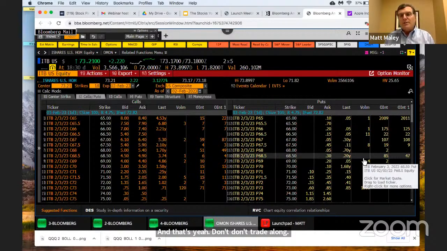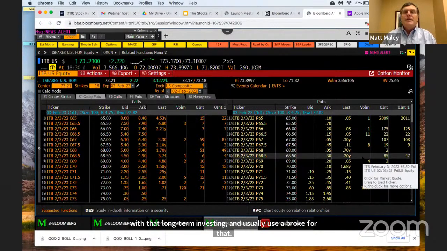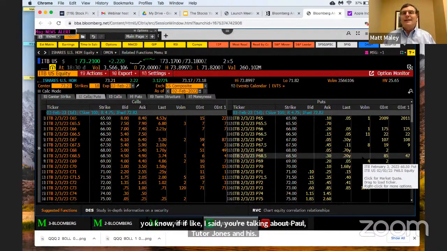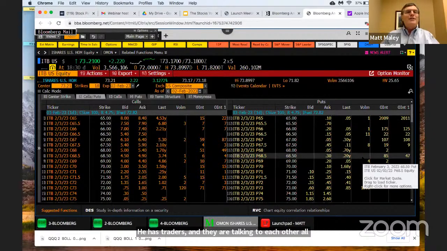Investing long-term, you usually use a broker for that, and they're good with that, and they're helpful. But like I said, you're talking about Paul Tudor Jones, and he has traders, and they are talking to each other all day long, and they're talking to other traders on the street all day long. You name any top hedge fund, all of their traders are talking to dozens of people every day, including people on their team. And of course, they're talking to portfolio managers and such, but they're talking to traders around the street. Why wouldn't you want to do the same thing?